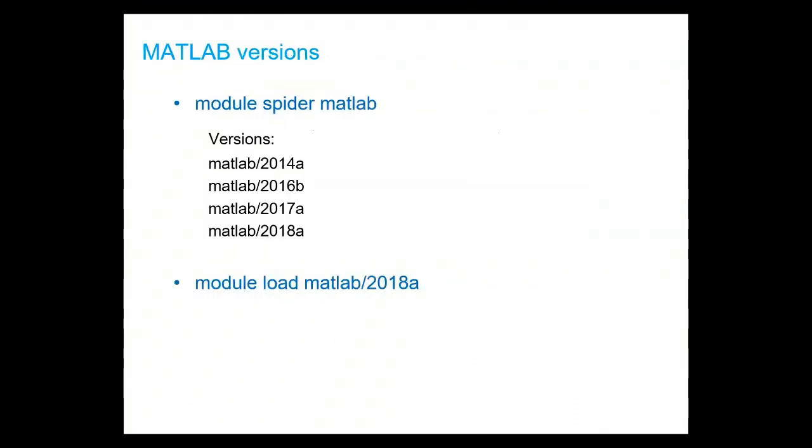If you want to know what MATLAB versions are available on the cluster, all the packages are installed as modules. You simply type module spider matlab on Graham and on Cedar. They are exactly the same. So far we have four different versions on the systems: 2014a, 2016b, 2017a, and 2018a.